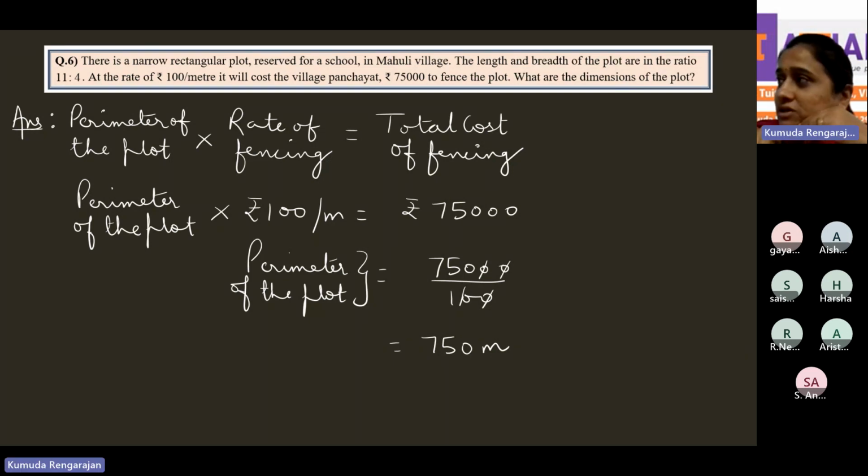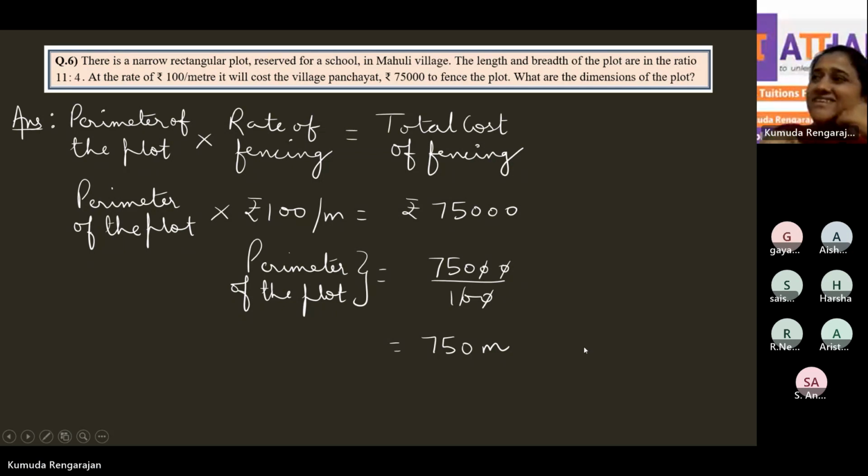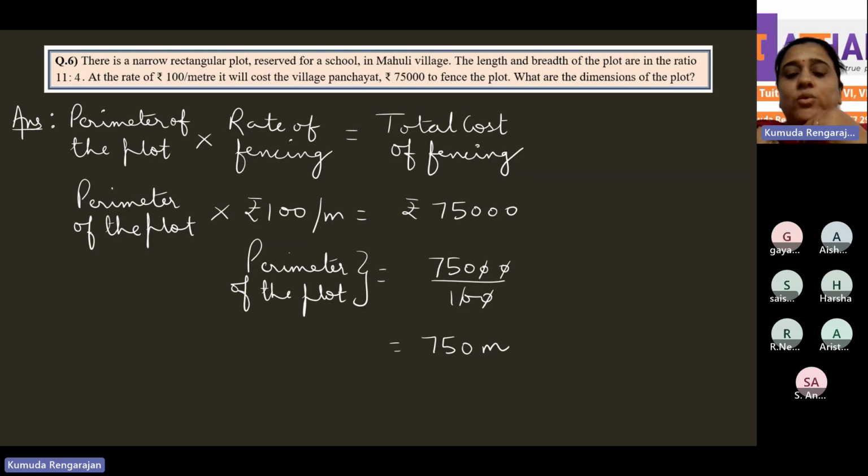With this information, we have to find the dimensions of the plot.